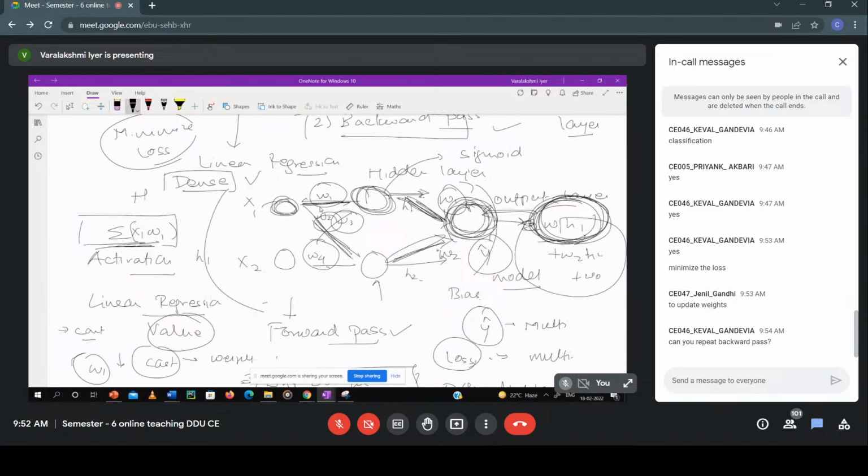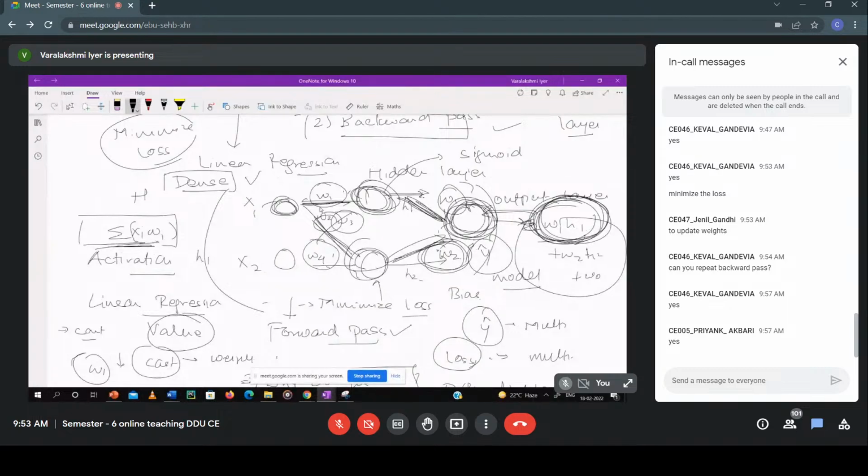For example, for the output layer, we'll be calculating the gradients, that is, what is the weight update for this connection. Similarly, for the hidden layer, we'll be calculating the updated weight for this connection, and so on, to minimize the loss. Are you clear with what we are doing in the forward pass now? Sorry, backward pass now. Is it clear now? Is everyone clear with this now? Any doubt?